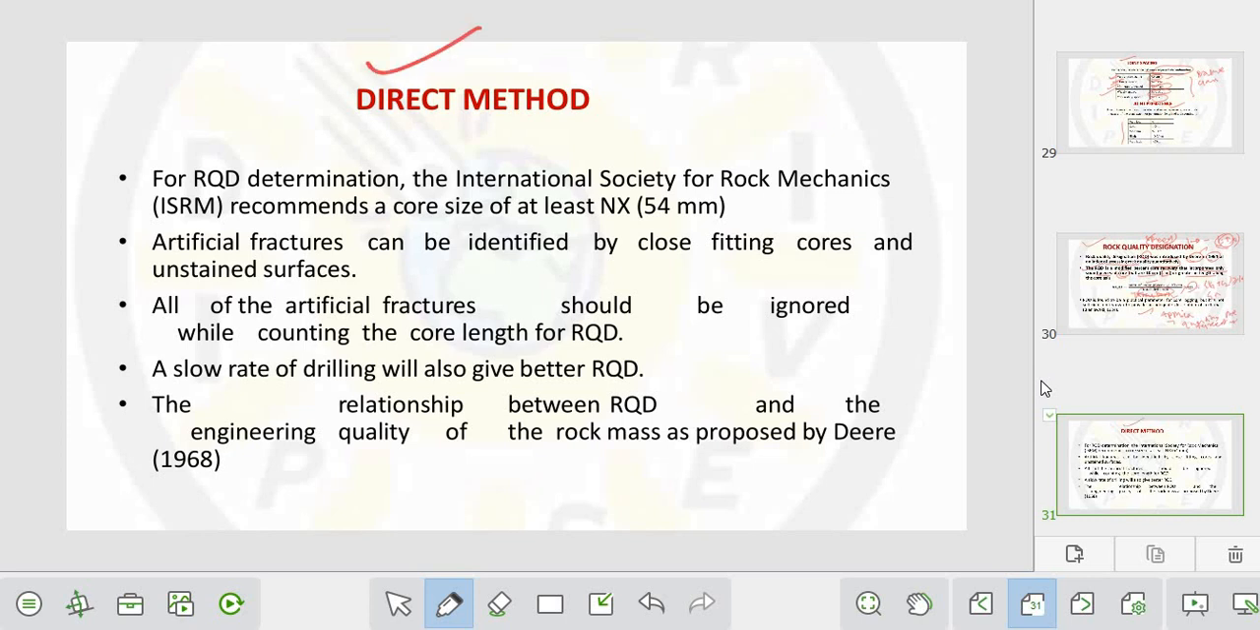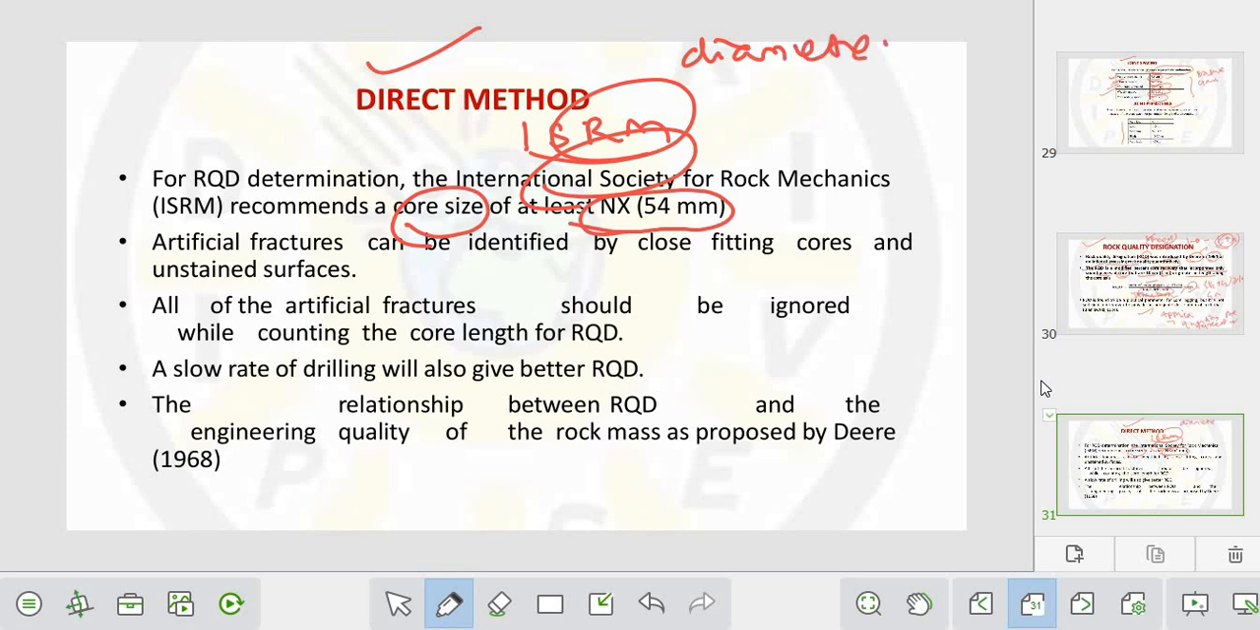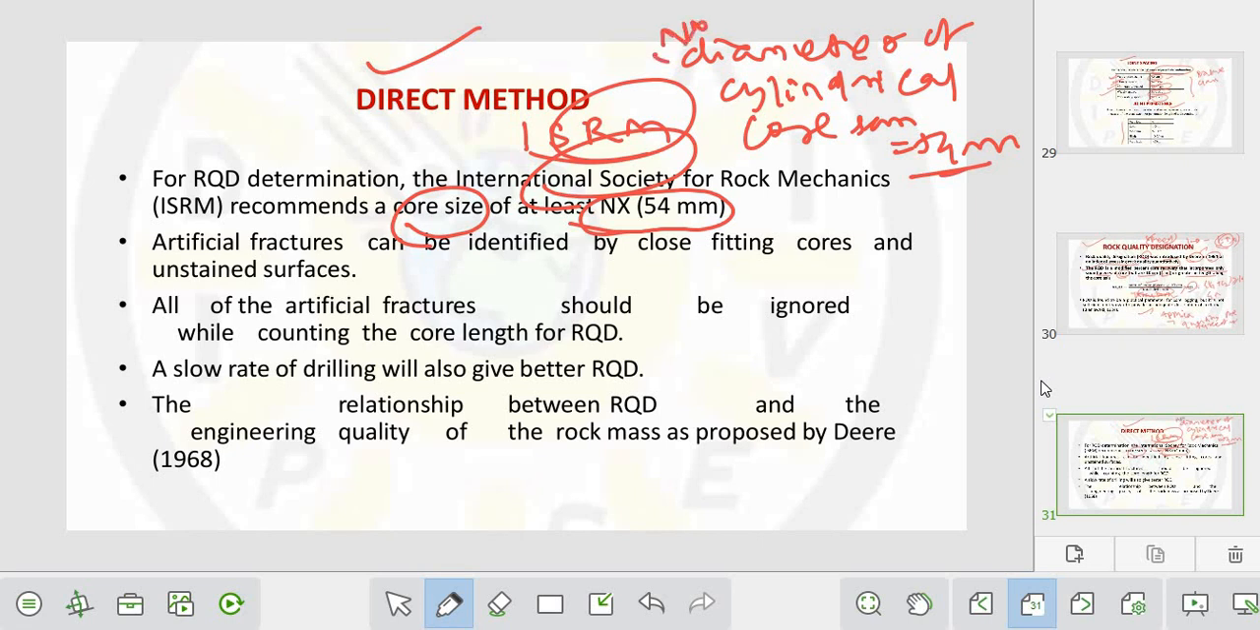So there is a direct method in which we can measure the rock quality. The ISRM, the International Society for Rock Mechanics, recommends the core size be at least NX size. The diameter of the cylindrical core sample should be equal to 50 millimeter. This is called NX size core.